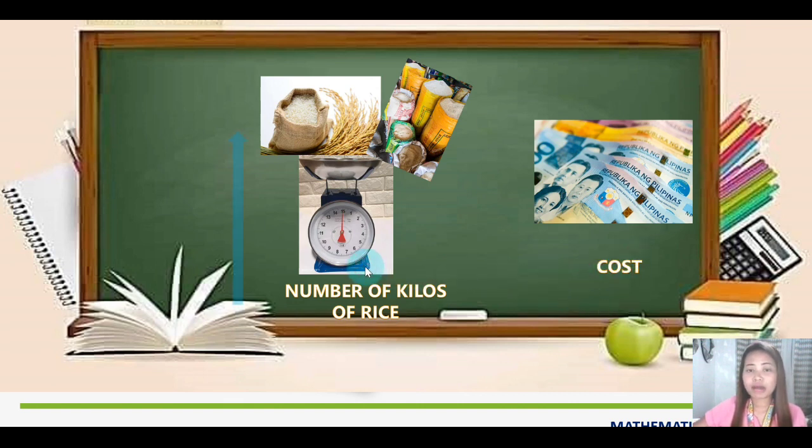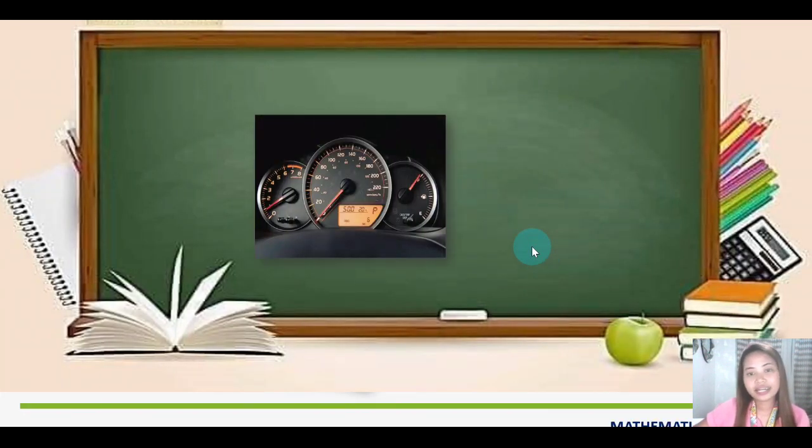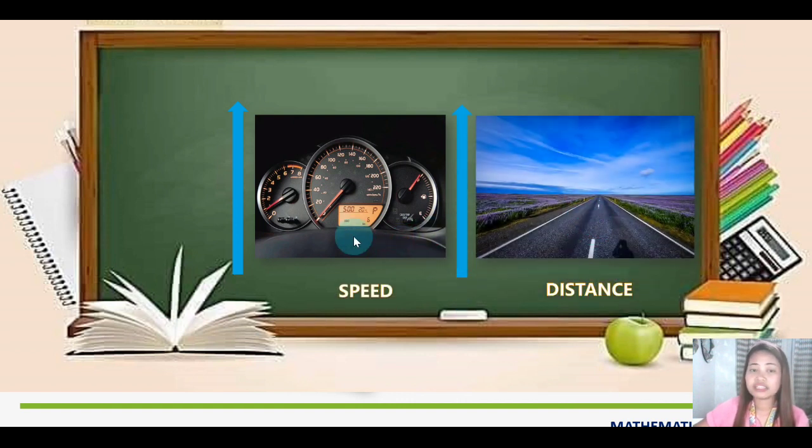If you are going to buy a high number of kilos of rice, therefore, you are going to pay a high amount for its cost. Then the second example here is all about speed and distance. Let's say you have an increase in speed. Let's say you have 6.5 km per hour for 3 hours. Therefore, the distance you get is 19.5 km. On the contrary, if you lessen your speed, your distance is also decreasing.